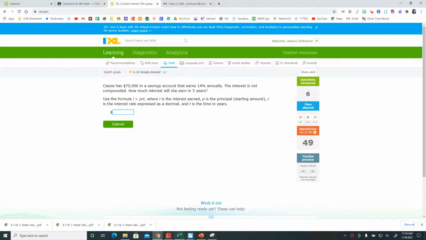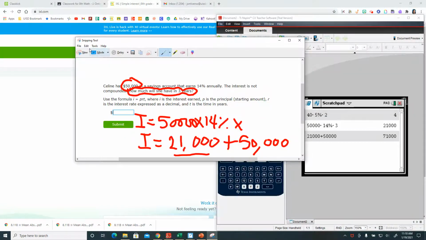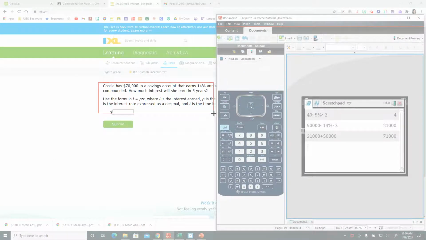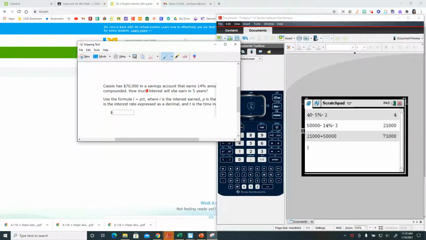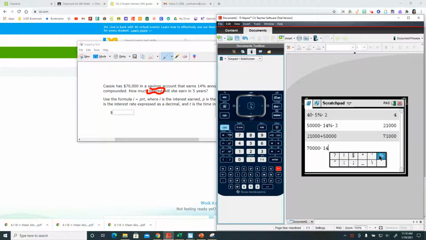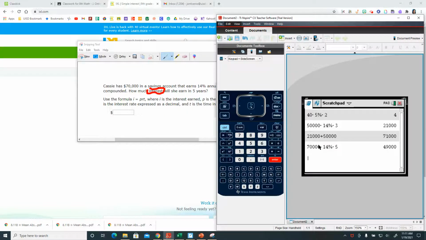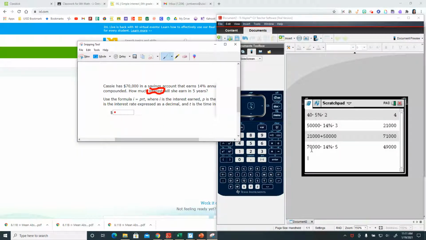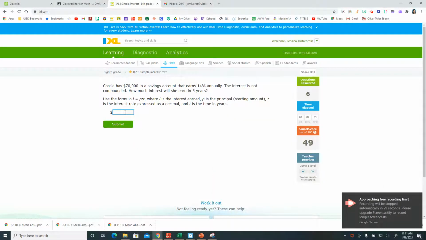Okay, on this next problem, the question says interest, so there's no need to add. You simply multiply. So 70,000 times 14% times 5 years, 49,000 should be going right here. 49,000 because it's just asking for the interest. It's not asking you how much are you having in 5 years. So right here, you just simply put the answer. And that's it.